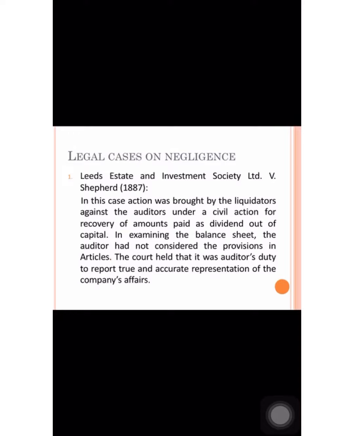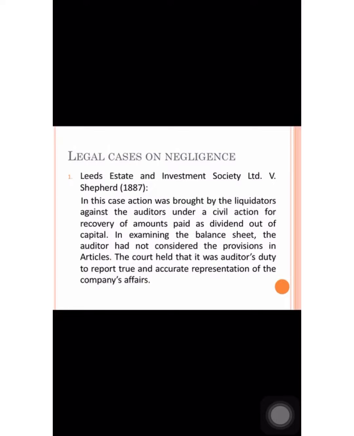There are some legal cases in which auditors have been held to be negligent. The first case is Leeds Estate Building and Investment Company versus Shefford. In this case, the company was formed to deal in mortgage loans, and the Articles of Association required the dividends to be paid out of profits and the remuneration to the directors to be prorated to dividends.